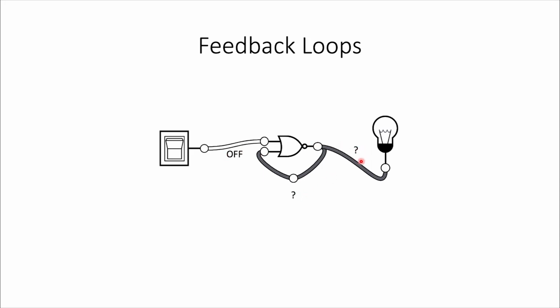Now, this wire is off, and you may wonder why I put question marks here. Well, this has to do with the behavior of a NOR gate. If a NOR gate receives two zeros, then it outputs a 1. But if it receives a 0 and a 1, then it outputs a 0. So right now, the NOR gate has no idea what it's supposed to output, because it has a 0 coming in. So what it outputs depends entirely on what it inputs.